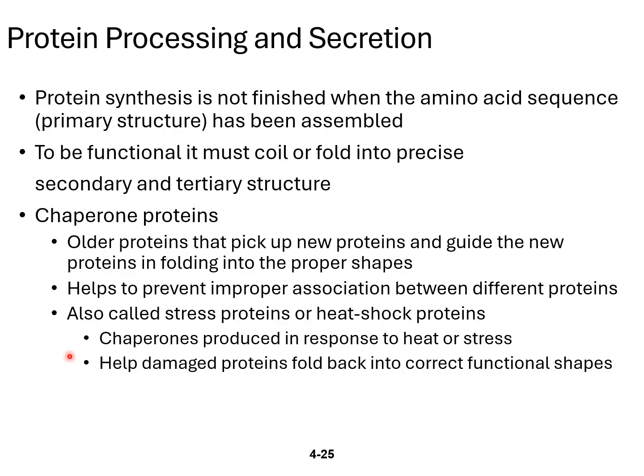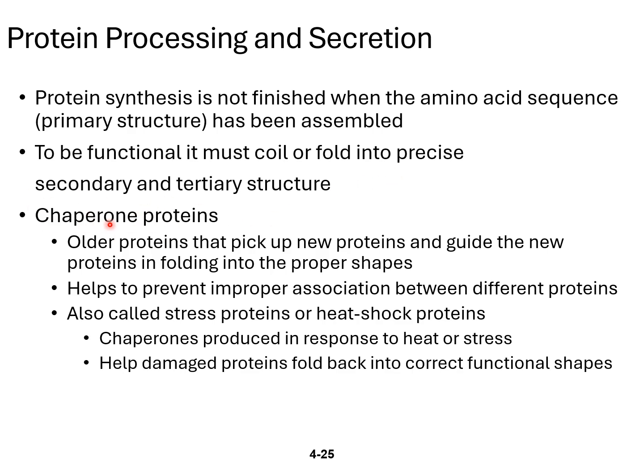So the second part of this lecture: protein processes and secretion. How do we get proteins out? How do we make all these different types of proteins? So just because a protein is made on the ribosome, it doesn't mean it's done. Once the amino acid is sequenced, it has to be assembled, it has to be folded, it has to be coiled. So for it to be functional, an enzyme is just a type of amino acid sequence, and they have to be folded in such a precise way that if it isn't, it won't bind properly.